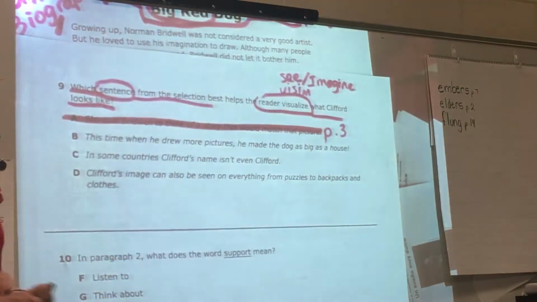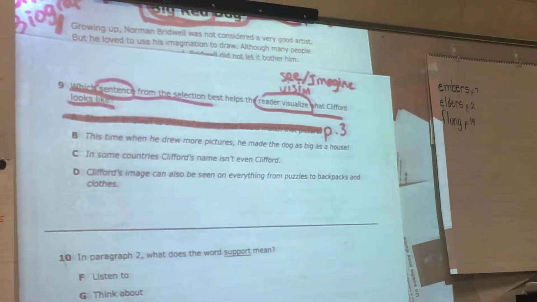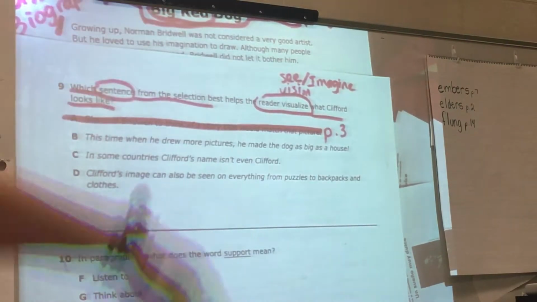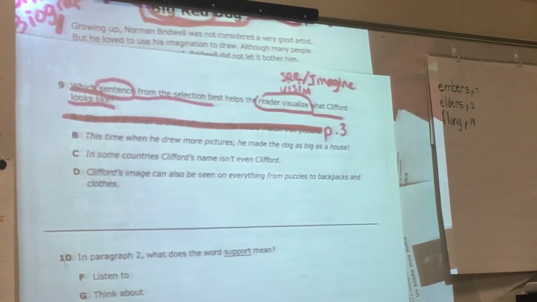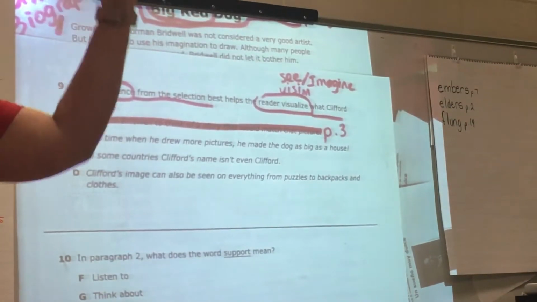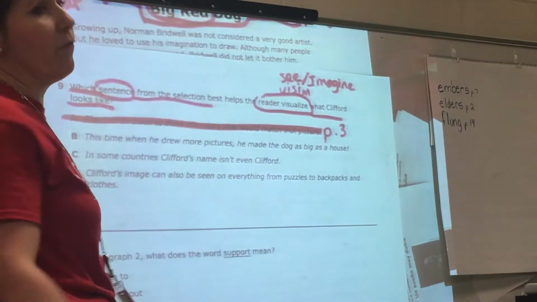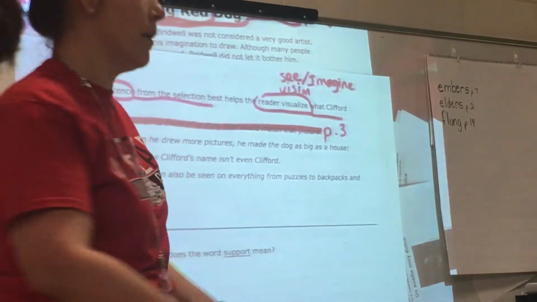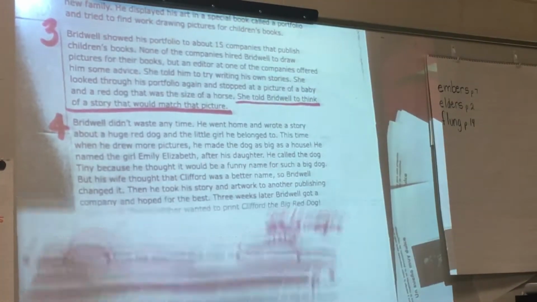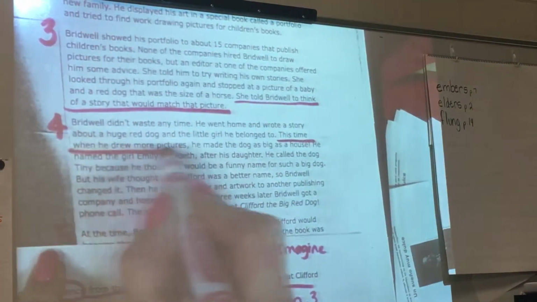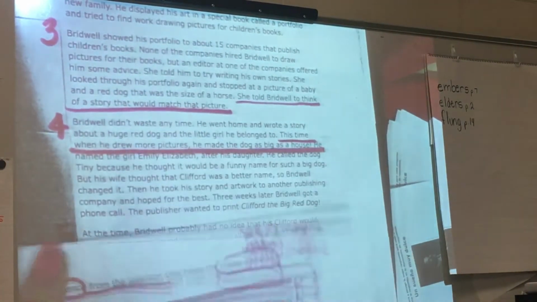This time, when he drew more pictures, he made the dog as big as a house. Maybe. Can I imagine? Let's go back first and find it. It's in there somewhere. What paragraph did it have? Paragraph 4. The second sentence. Thank you for telling me exactly where it's at. This time, when he drew more pictures, he made the dog as big as a house. What paragraph is that?